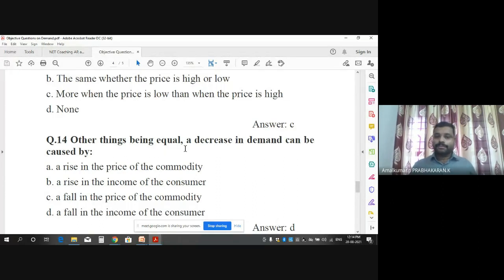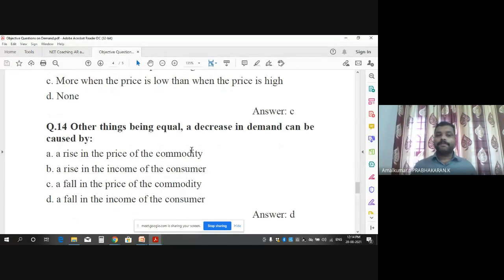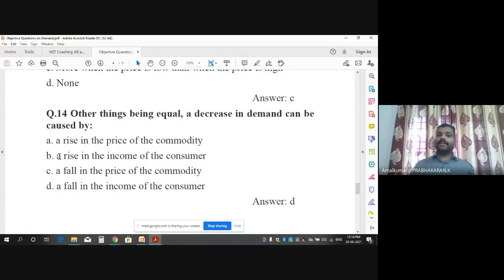Then the next question is: other things being equal, a decrease in demand can be caused by a rise in the price of the commodity, a rise in the income of the consumer, a fall in the price of the commodity, or a fall in the income of the consumer. Other things remain the same, a decrease in demand can be caused by a fall in the income of the consumer. Price is constant, income is constant, and all other factors are constant, but the demand is decreasing. This is only because of a fall in the income of the consumer.